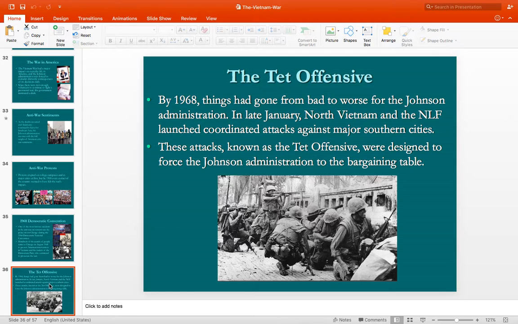The year 1968 is a pivotal year in U.S. history for a number of reasons, but in terms of Vietnam, it signaled to the public that the U.S. wasn't winning this war. In January 1968, the Vietnamese staged what was known as the Tet Offensive, and Tet is the name of a Vietnamese holiday. Up until that point, the majority of the war had been fought in northern Vietnam. So what the Tet Offensive effectively did was to bring the fighting down.